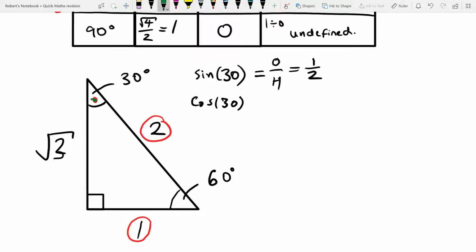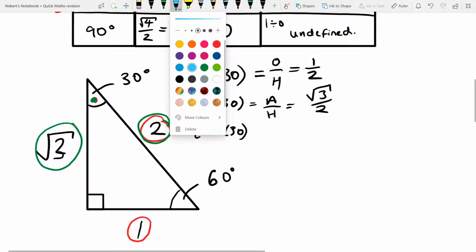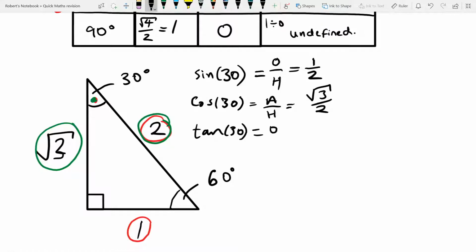We're looking at this angle here, and we're going to do cos of the angle. CAH is adjacent over the hypotenuse. The adjacent is this one, and the hypotenuse is this one. So the answer is root 3 divided by 2. And then finally, tan 30. Tan of the angle is the opposite over the adjacent. For this angle, the opposite is this 1 here, and the adjacent is this root 3 here. So 1 over root 3, which is root 3 over 3 when you rationalise the denominator.